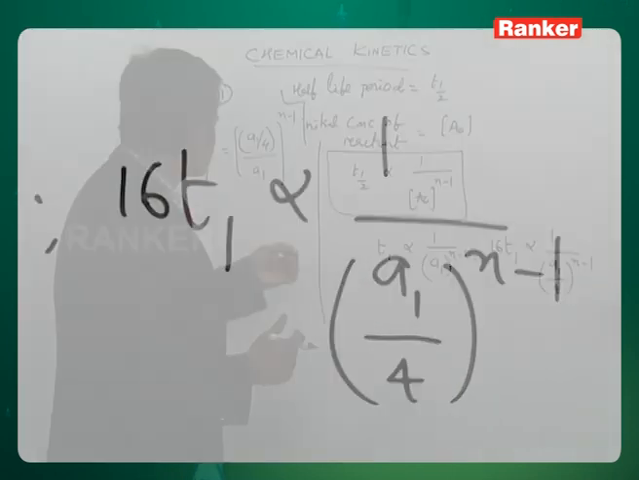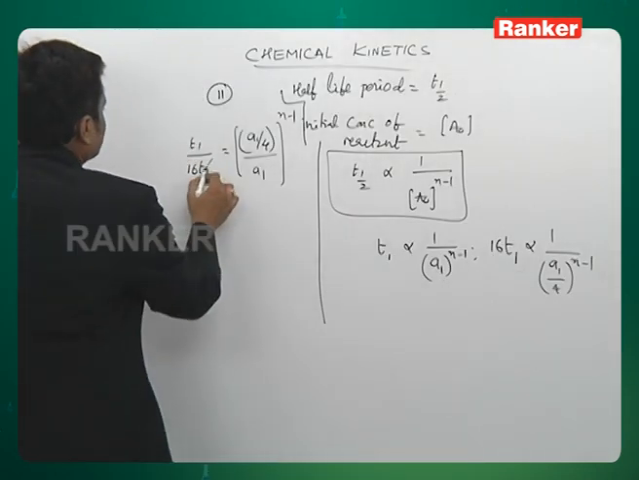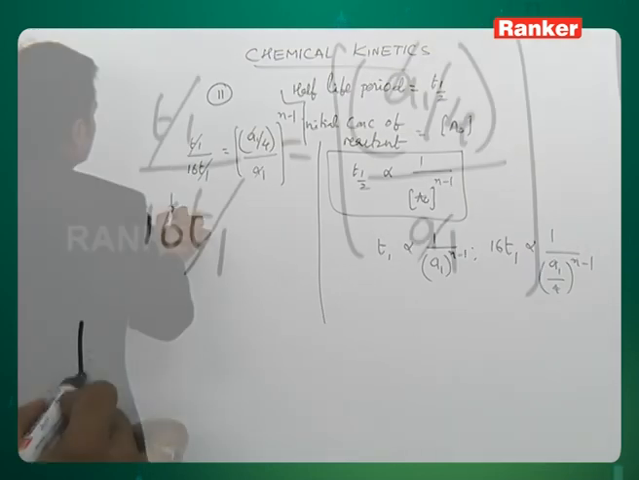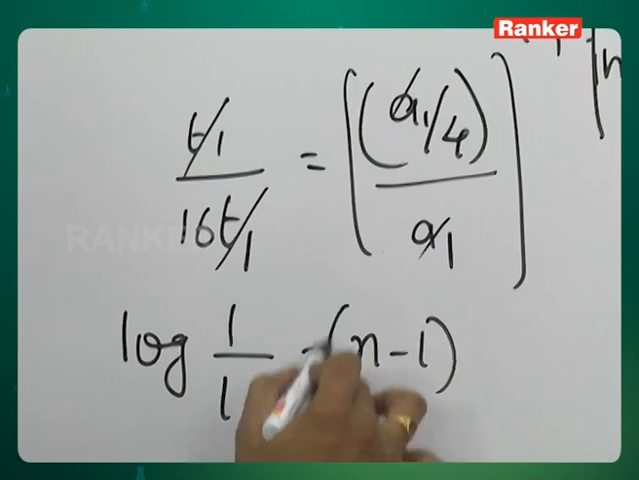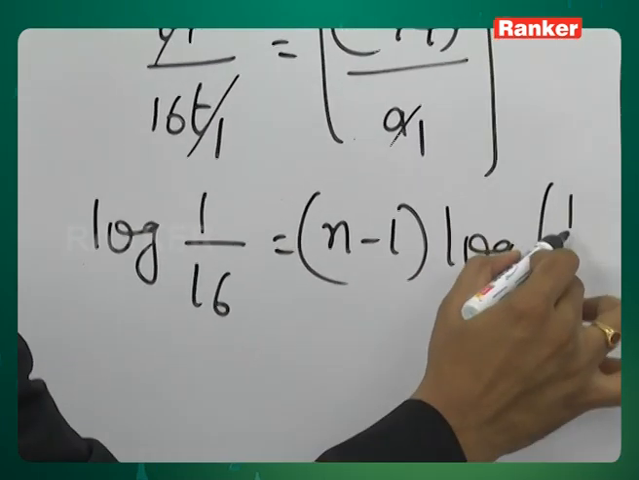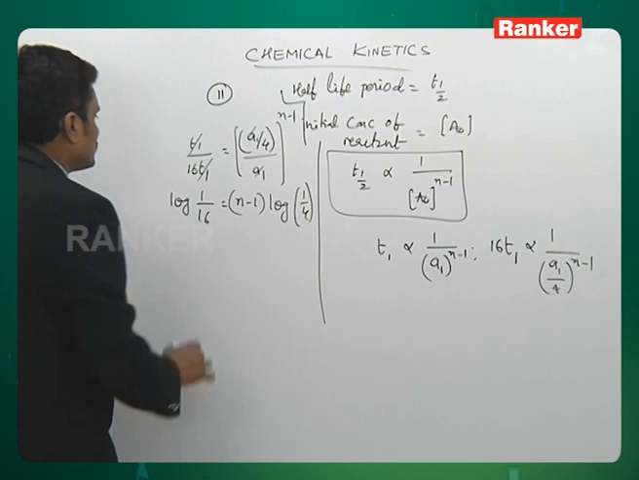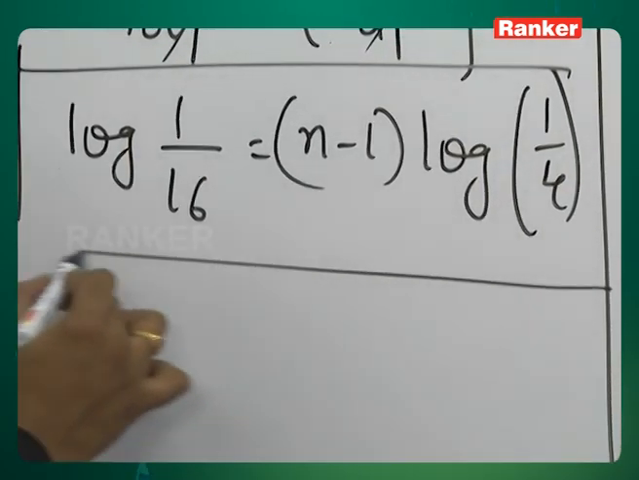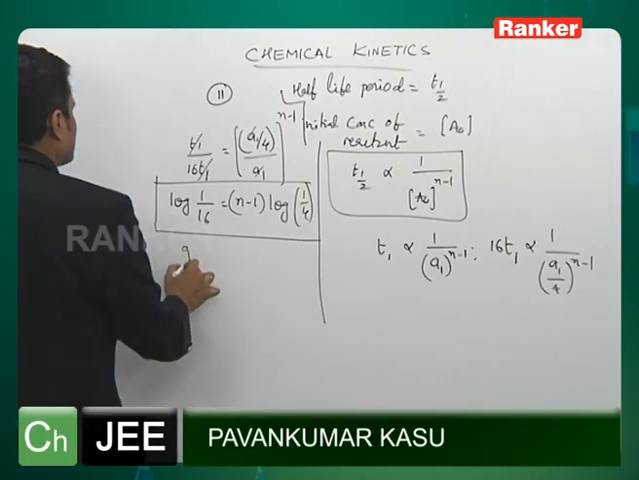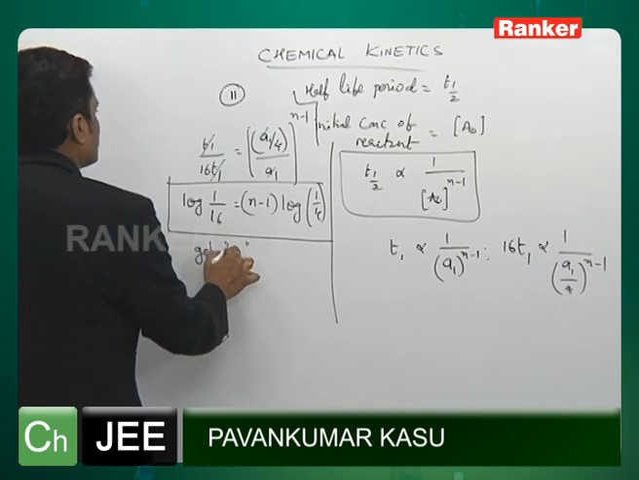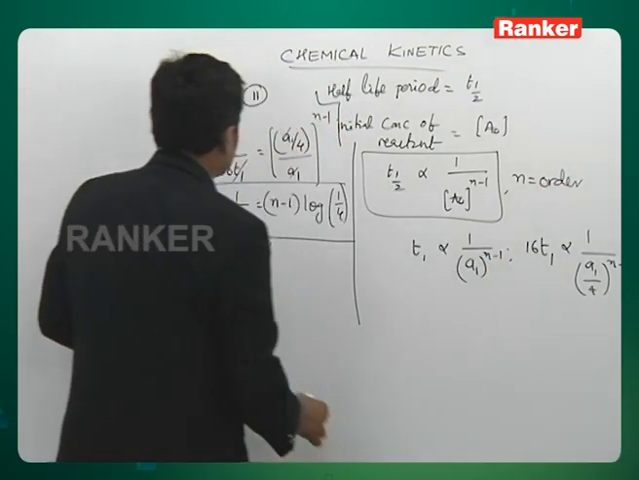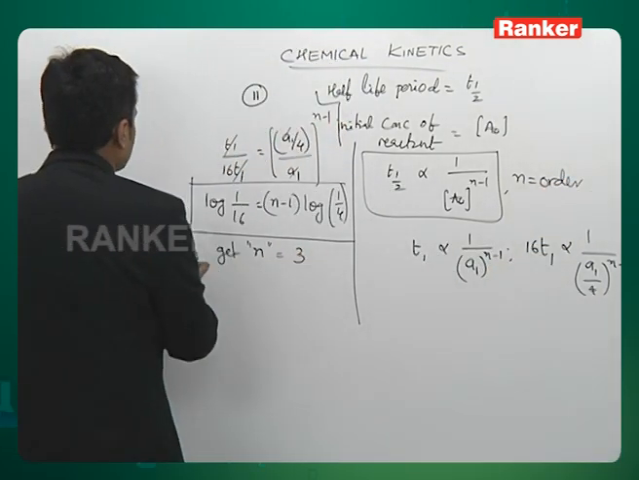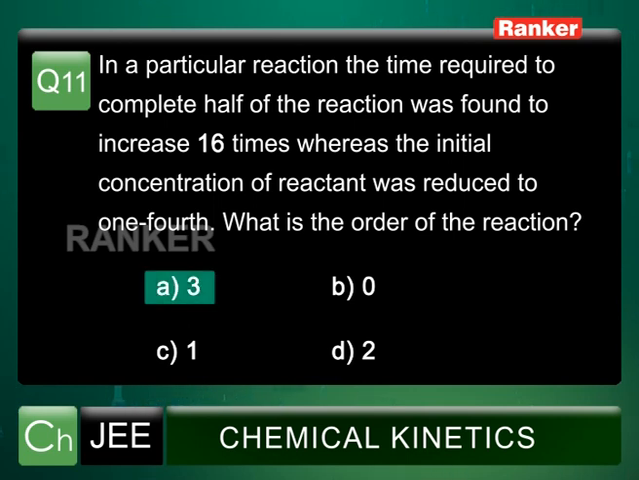Now, when I am taking this ratio, I will be applying the logarithm. Here T1 and A1 get cancelled. When I apply log here, log of 1 by 16 is equal to n minus 1 times log of 1 by 4. So, this equation upon simplification will fetch you the value of n, which is nothing but the order of the particular reaction. So, the answer for this question is option A, as you get n equal to 3.